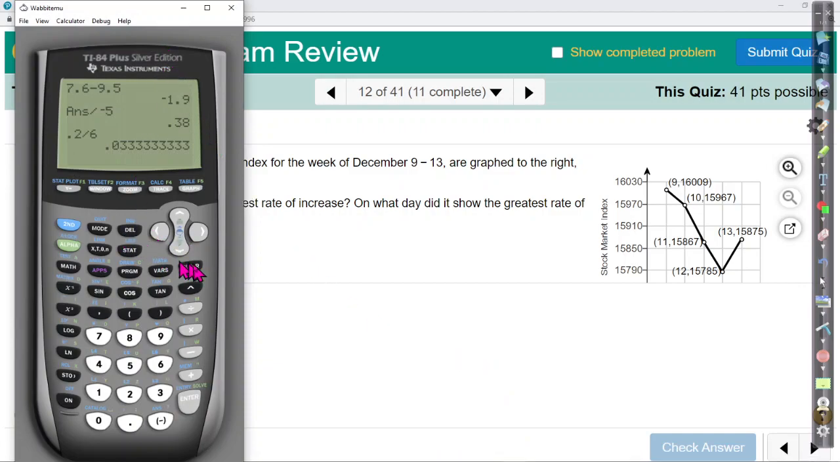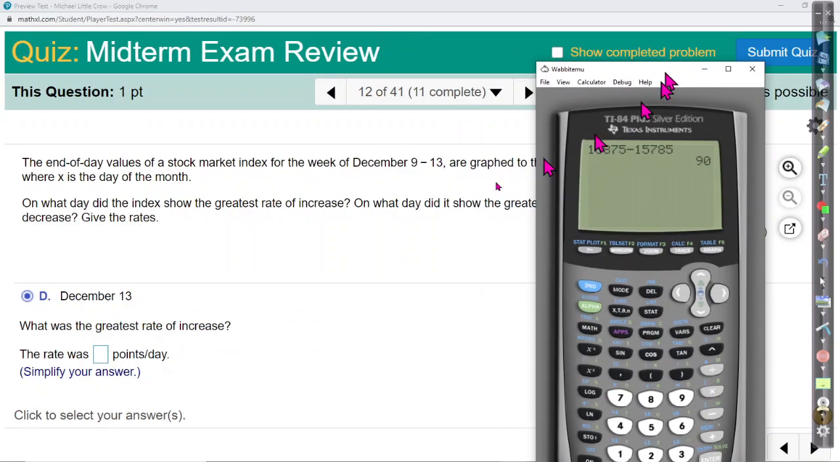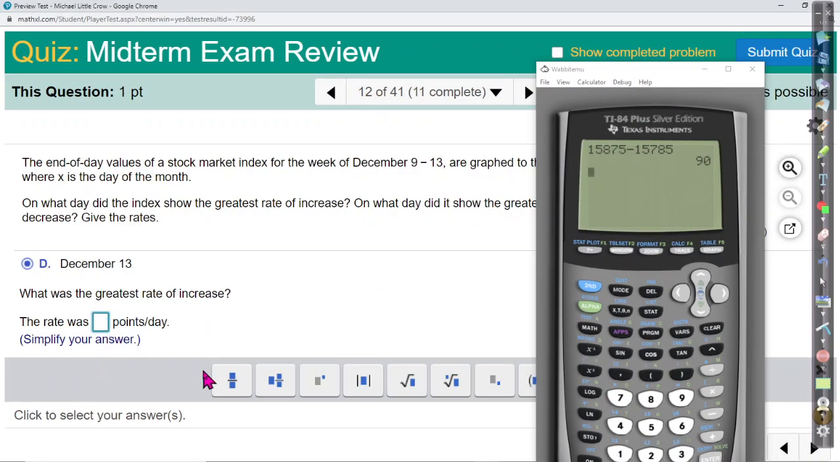And they are different. So we go 15,875 minus 15,785. I was seeing this wrong. So when it went up 90 points in 1 day.